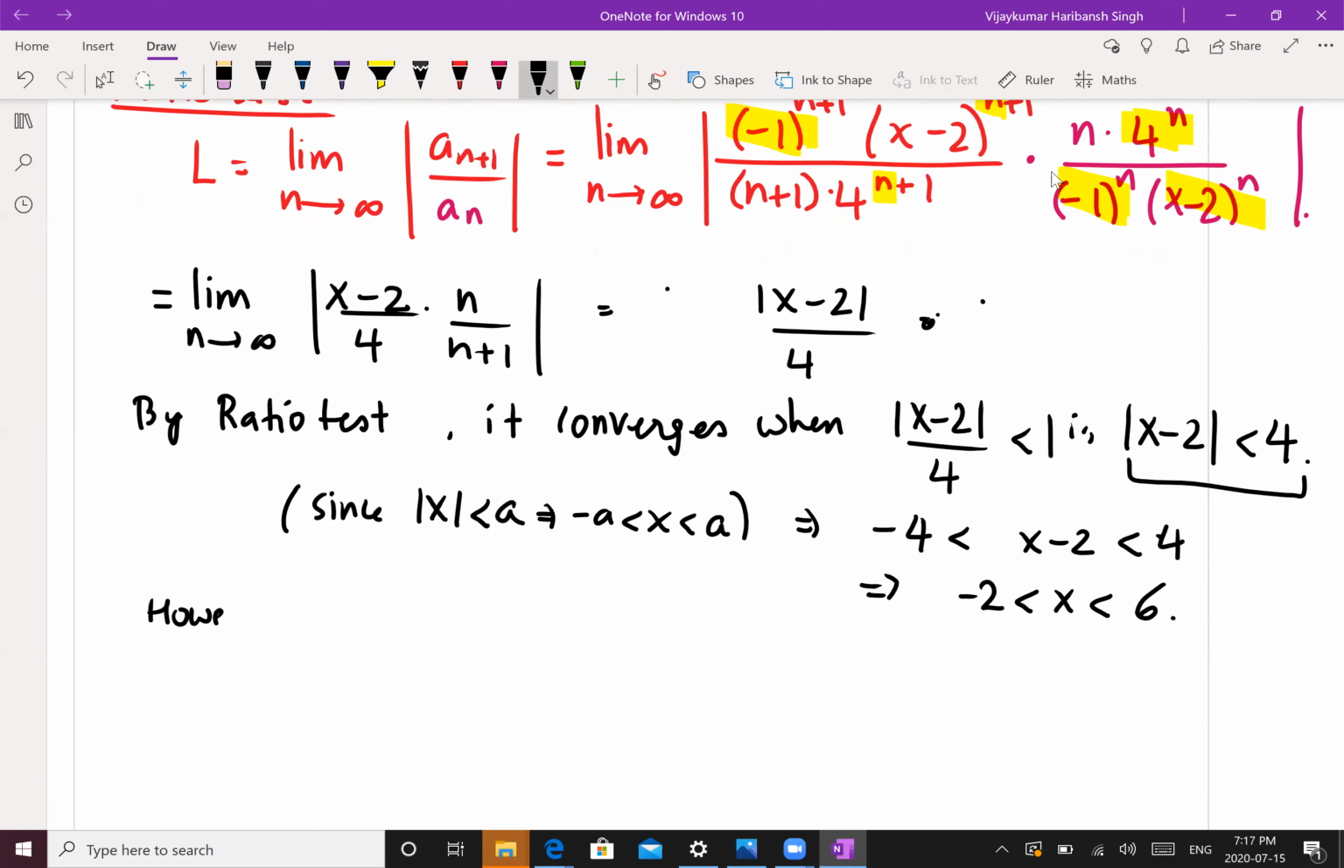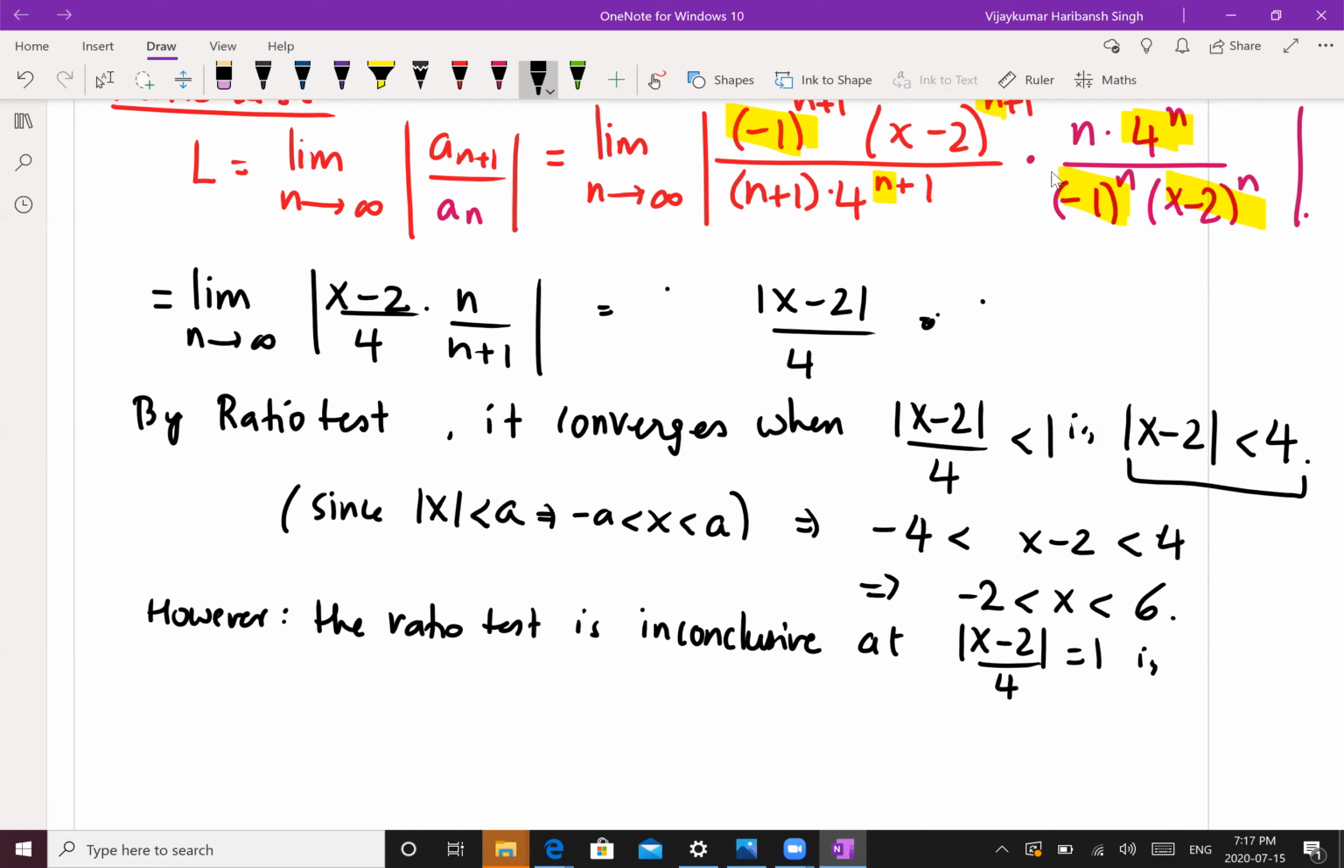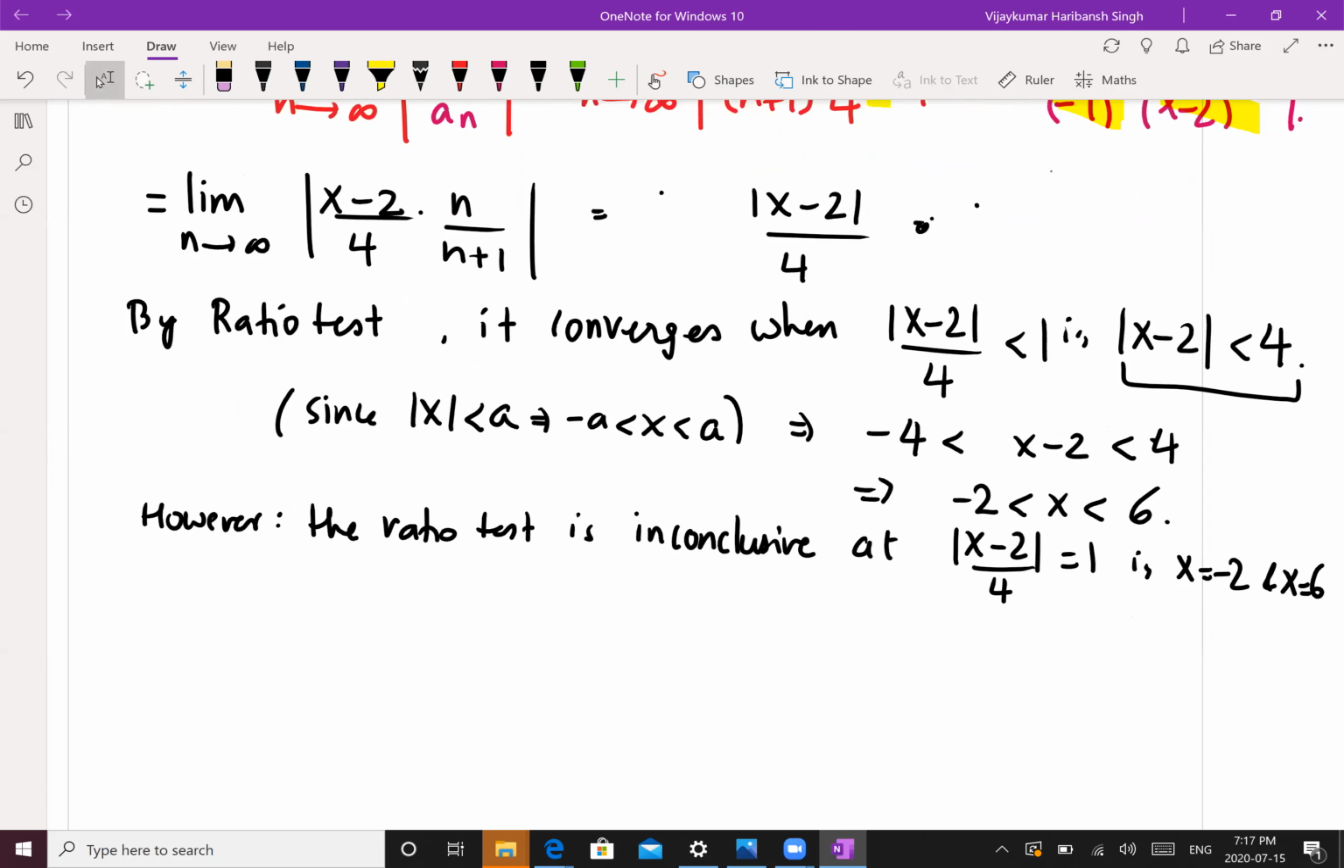However, the ratio test is inconclusive at what? At (x-2)/4 equal to 1, that is when x equals what? When x equals -2 and x equals 6. At these points, the ratio test is inconclusive. So we'll test them separately. So let's test these points separately.